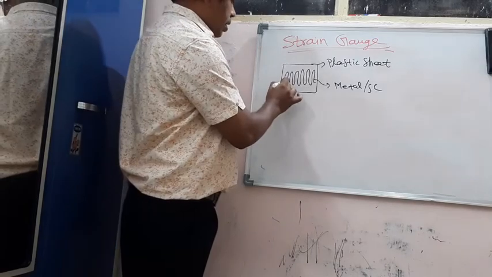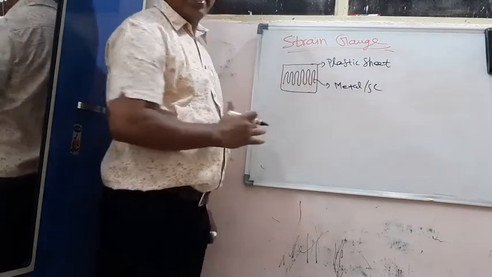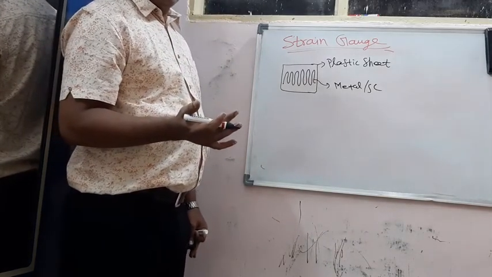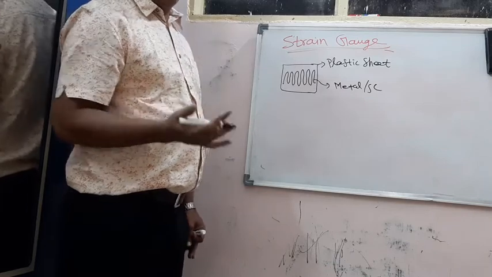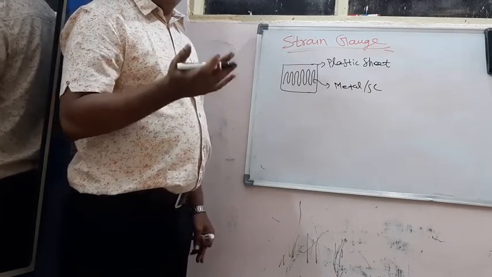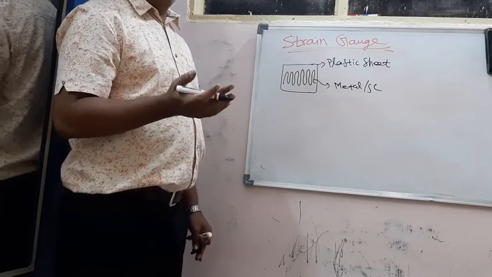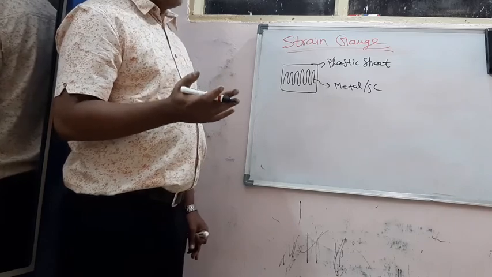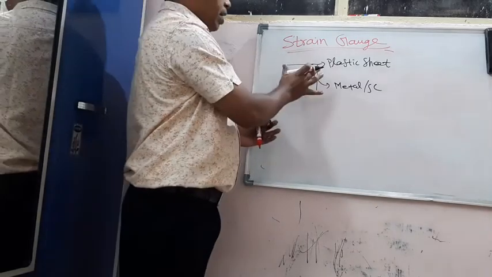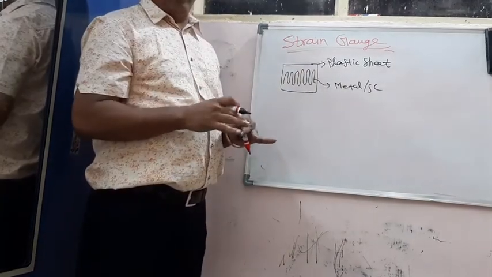So this part will be connected to a Wheatstone bridge in such a way that any input parameters like change in pressure, change in temperature, as well as change in force or weight can be measured accurately by connecting this strain gauge with the Wheatstone bridge.